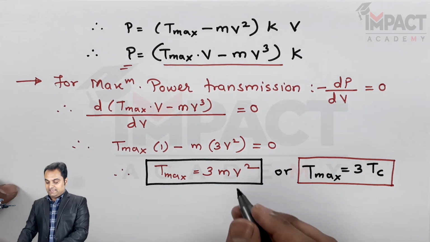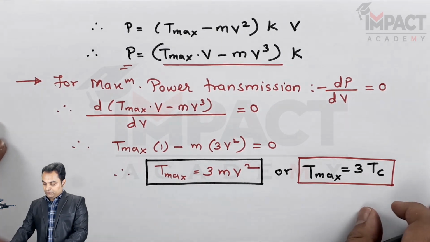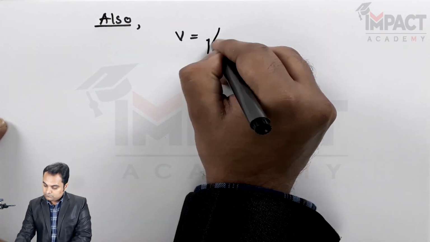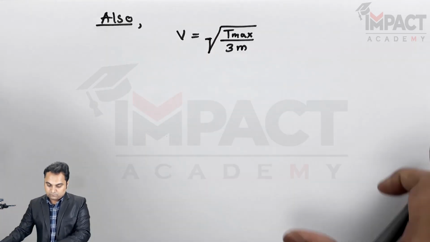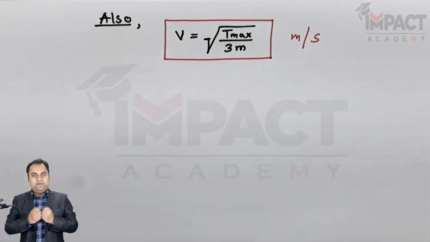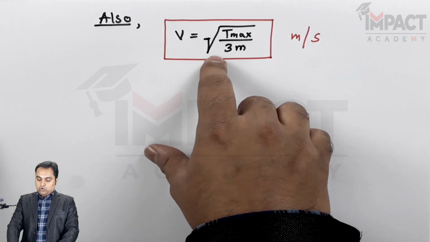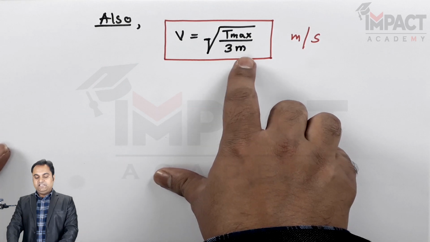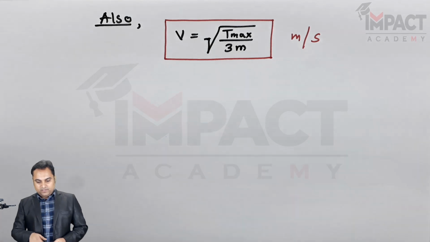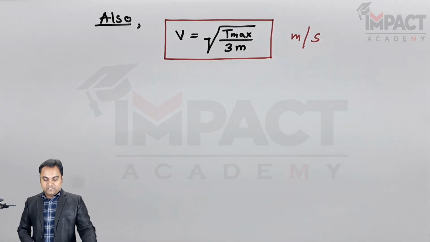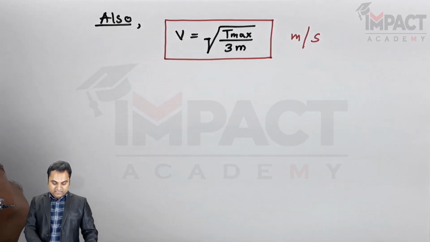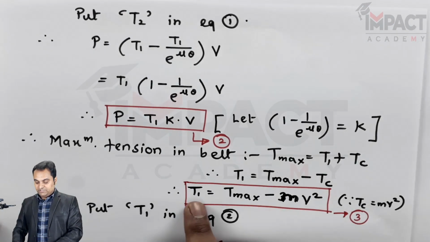And from this I can also say, when I keep velocity on one side, that for the maximum power to be transmitted by the belt, the velocity should be root of the maximum tension upon 3 times the mass of the belt. That is the condition for maximum power transmitted. Then after getting this value of V, that is the velocity, I can also go for finding the value of T1, that is tension in tight side.